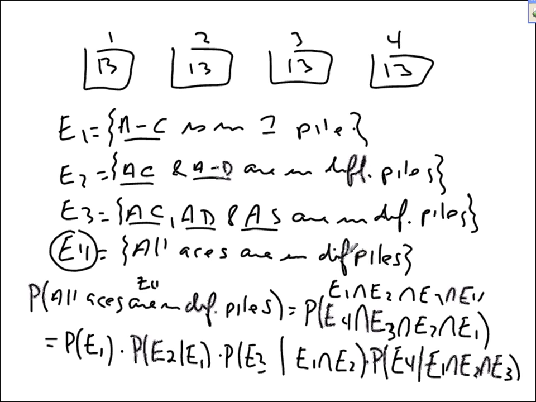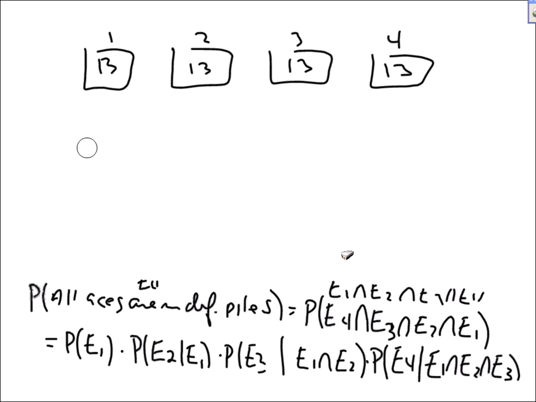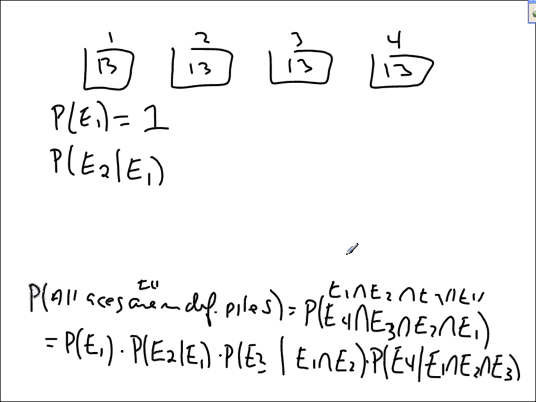Okay, so let me erase a lot of this and we'll start getting this all together. It's not a very hard problem once you've made these 4 definitions. The probability of E1, the probability that the ace of clubs is in one pile, is guaranteed. It's in the 52 cards divided into 4 piles, it's going to be in one of them. The probability of E2 given E1.